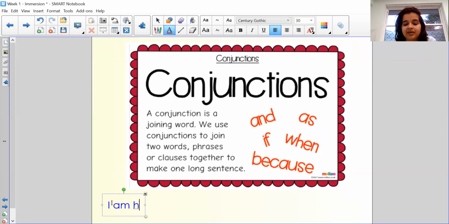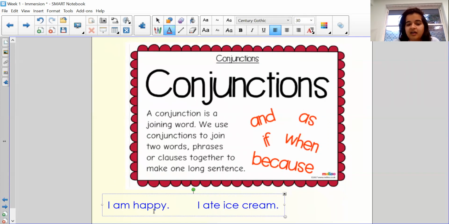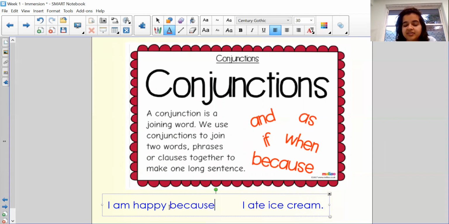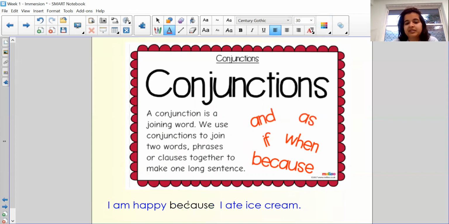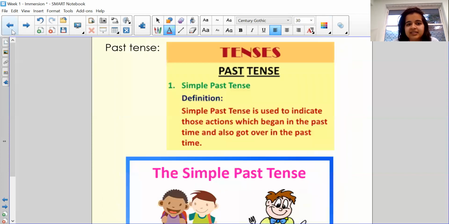So I am, oh, now it's typing in blue. Oh dear. I am happy is one sentence. I ate ice cream is another sentence. I can join them together by using the word because. I can make it one sentence. I am happy because I ate ice cream. All right? So that is an example of a conjunction. Okay, if you're not clear about anything, go back and listen again.